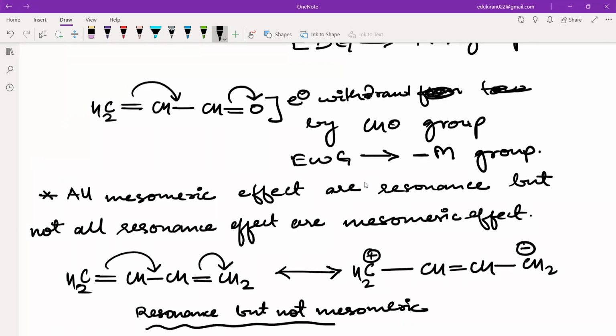Because we don't have any different group attached, right? All of these are carbon only. So this is resonance, but it is not mesomeric. So electron is not going anywhere. You will say, no sir, here CH2 is taking it, but CH2 is what? CH2 is CH2 only, it's carbon only. So we are not taking away the electrons from the main carbon chain.